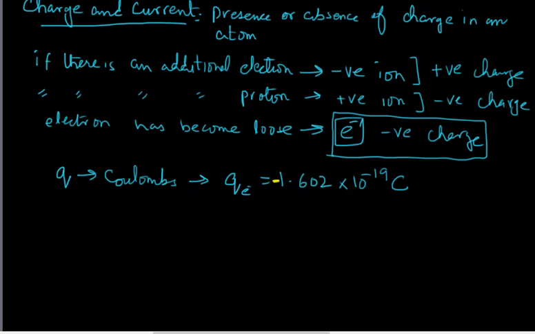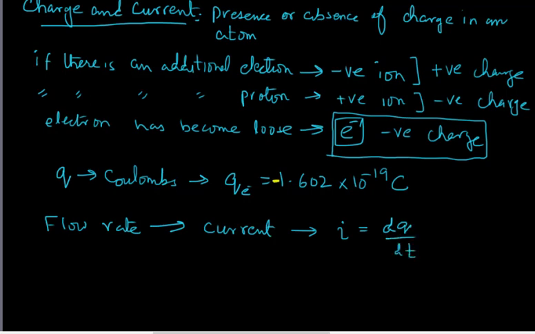Similarly, if we talk about the flow rate of charges, when the charges start to flow, that is considered current. And current is simply described as the rate of flow of electric charge. You know its unit also. Unit is ampere.